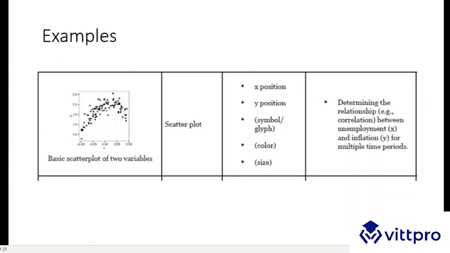Okay. Then this is another chart. It's called a scatter plot. It's useful when you have two different variables and you want to understand the relationship between the two variables. For example, as you can see on the screen, unemployment and inflation. How do inflation and unemployment change over multiple periods of time? Or you can ask, what is the relationship between my sales price and quantity? When I increase my sales price, what happens to my sales? Is it increasing or decreasing?